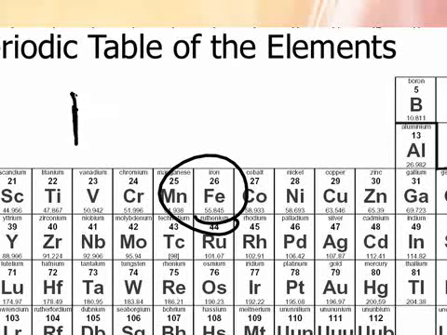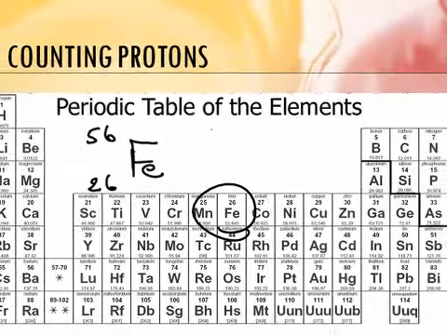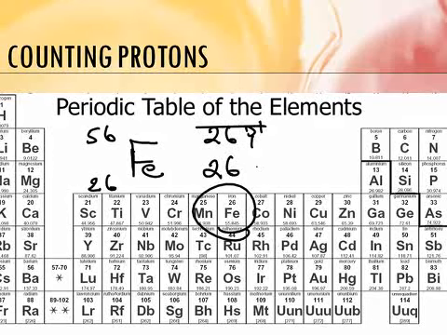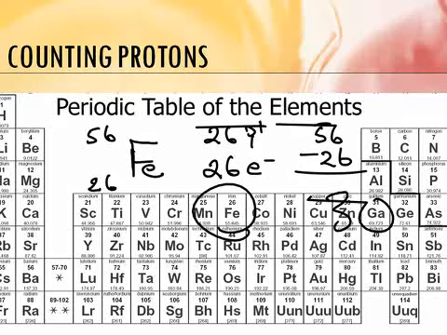All right, so iron, let's draw it out. It'd be Fe, 26, and 56. So it's going to have 26 protons, because that's its atomic number. 26 electrons, same thing. And 56 minus 26 is 30, so 30 neutrons. That's not too bad.